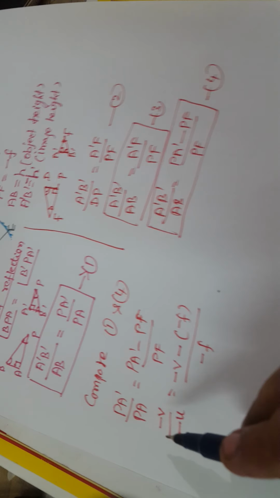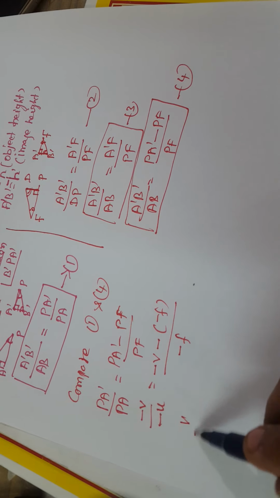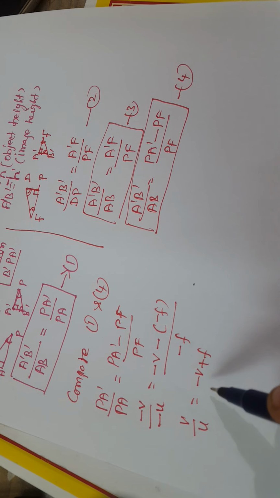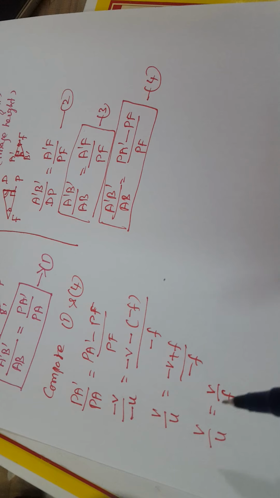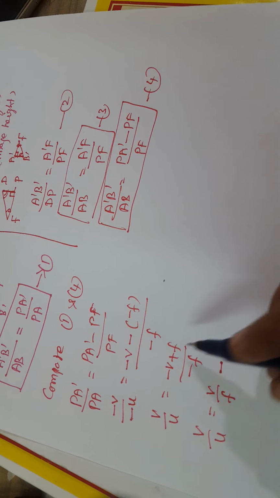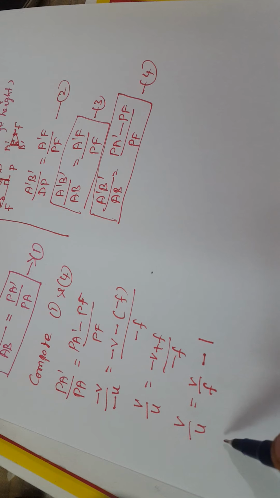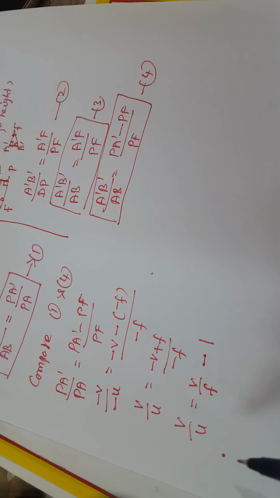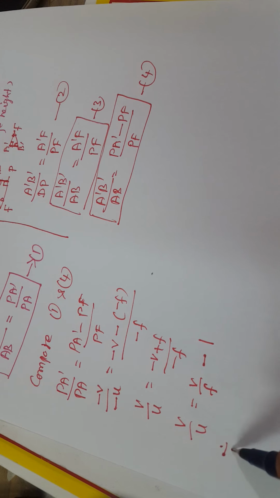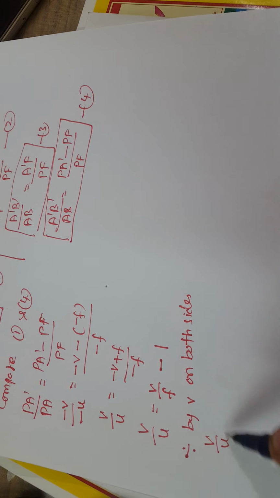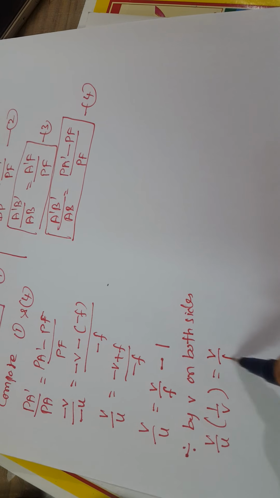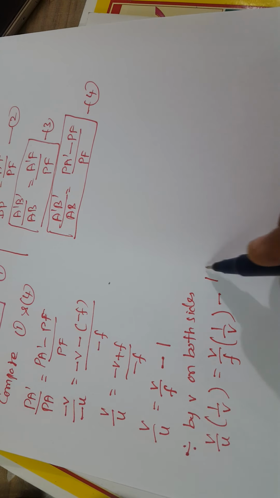So what will you get? Negative sign, minus by minus is plus, so v by u is equal to minus v plus f, right, by minus f. So v by u is equal to v by f minus 1. Okay, split it and divide. So divide by v on both sides. Okay, divide by v on both sides. What will you get? v by u into 1 by v is equal to v by f into 1 by v minus 1.